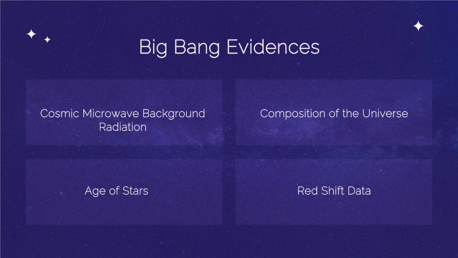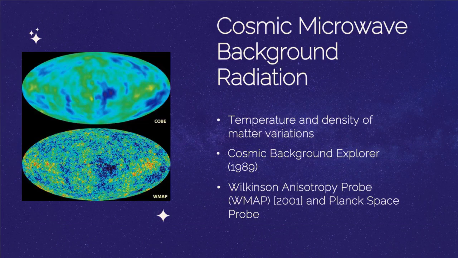These are the evidences. 1. Cosmic background radiation. 2. Composition of the universe. 3. Age of stars. 4. Redshift data. The first evidence we have is the cosmic microwave background radiation. This is exactly what we see when we look at light from 375,000 years after the Big Bang.